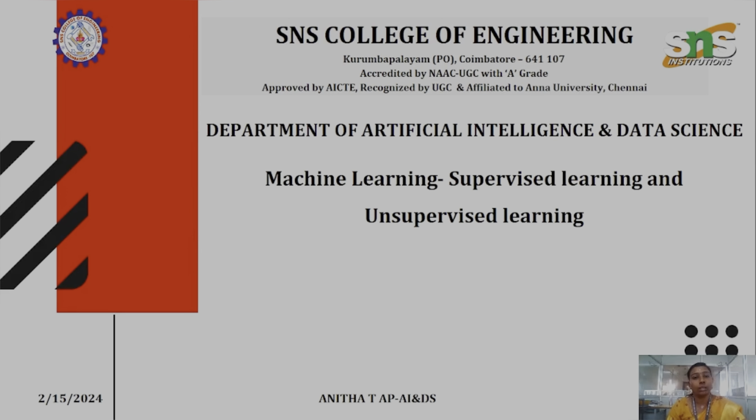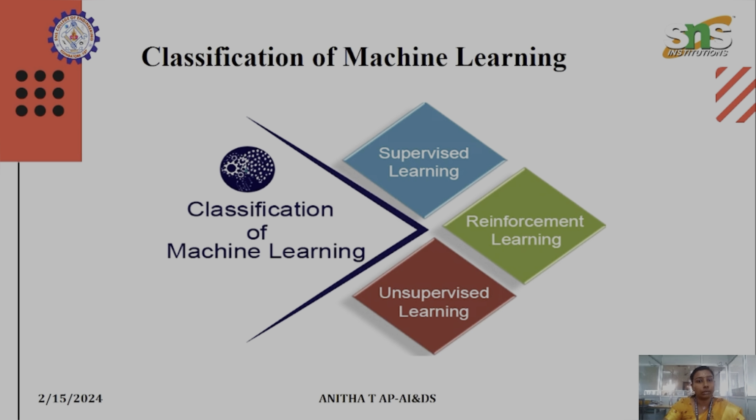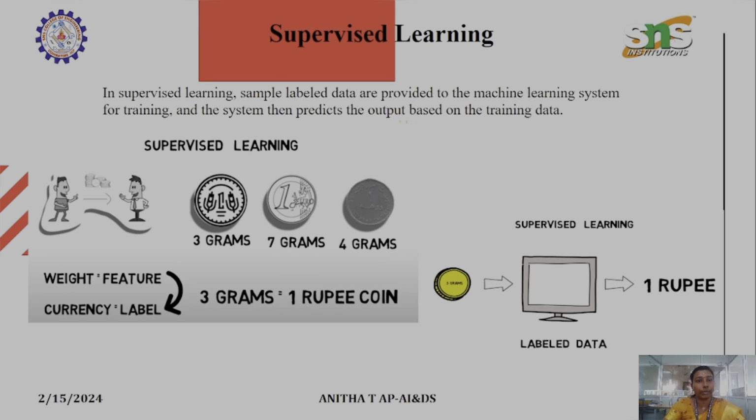Good evening to all. I am going to discuss the topic machine learning and its classification. Machine learning comes under the classification of supervised learning, unsupervised learning, and reinforcement learning. These are the classifications of machine learning.